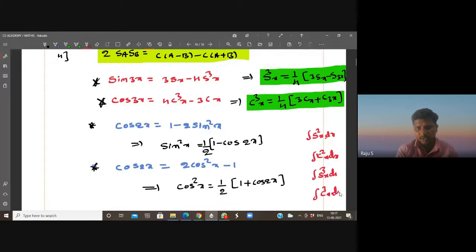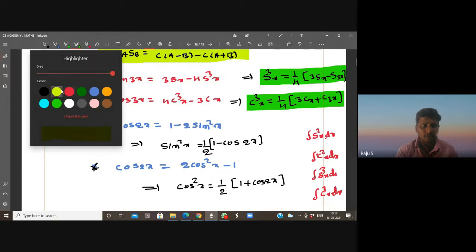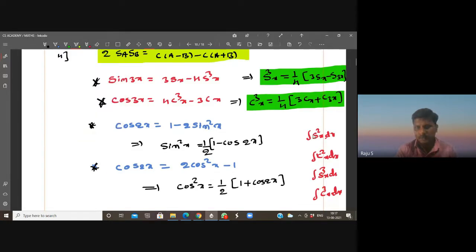We don't have these directly, so what shall we do? Sine square you can replace with 1 by 2 times 1 minus cos 2x. Cos square you can replace with 1 by 2 times 1 plus cos 2x. One integral we know very well, cos 2x also we know that. That is sine 2x by 2, the integral of cos 2x.